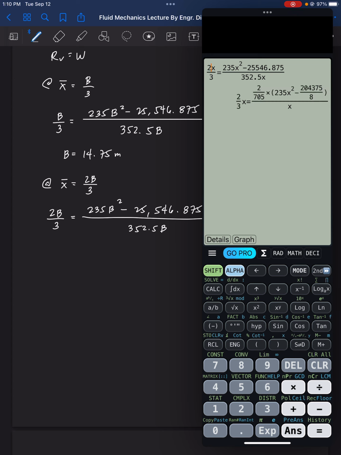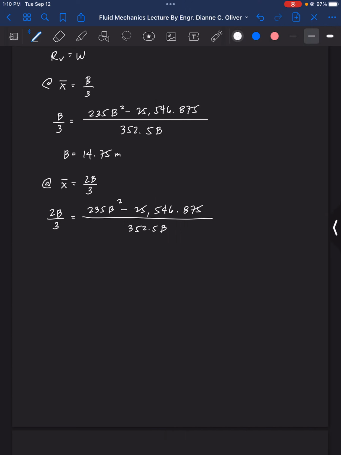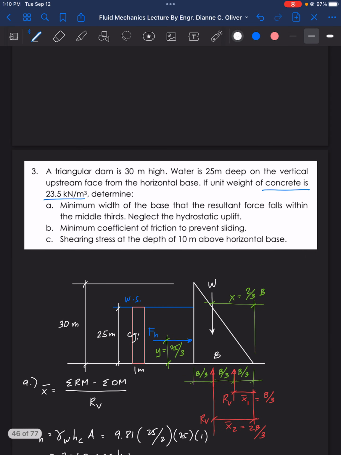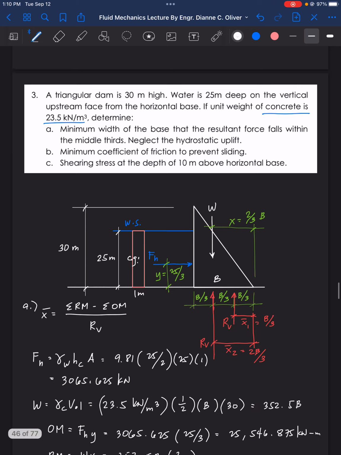So shift solve. So negative value. Therefore, we're not going to use this condition. Therefore B is equal to 14.75 meters. So this is the minimum width of the base so that the resultant force falls within the middle thirds. How about B? Minimum coefficient of friction to prevent sliding. So letter B.